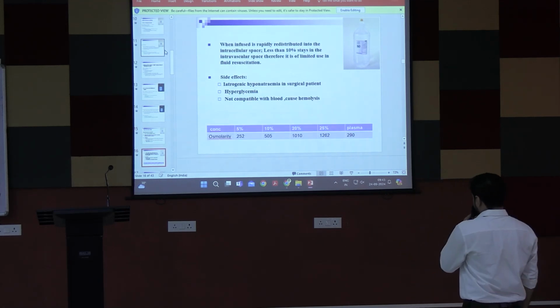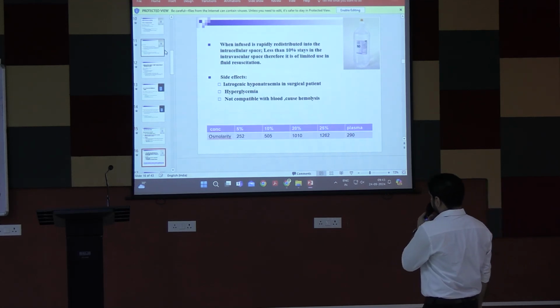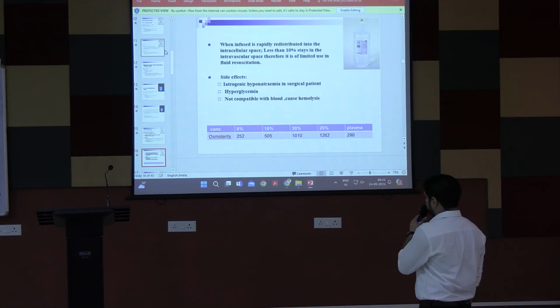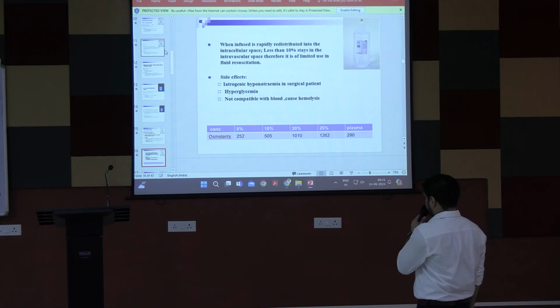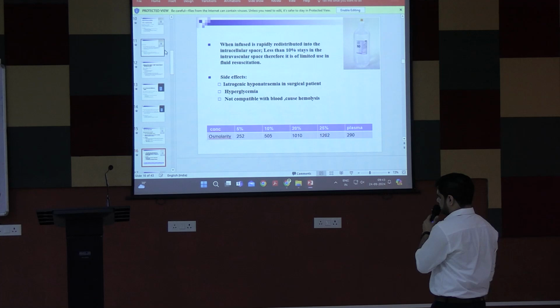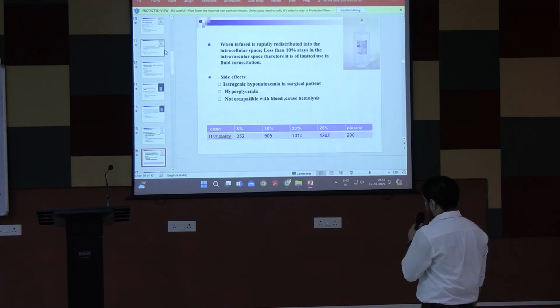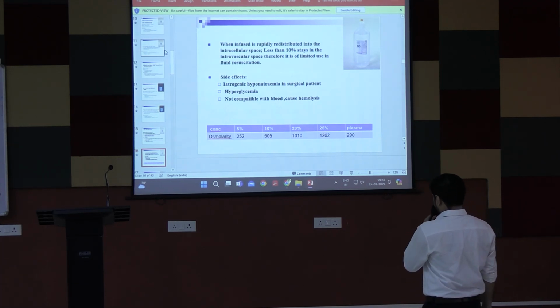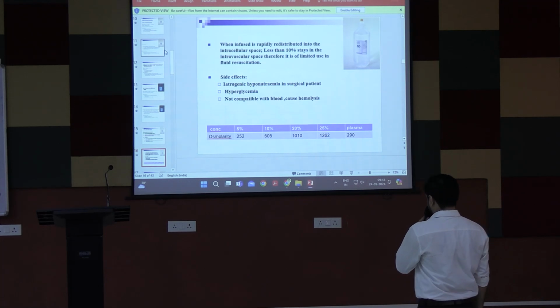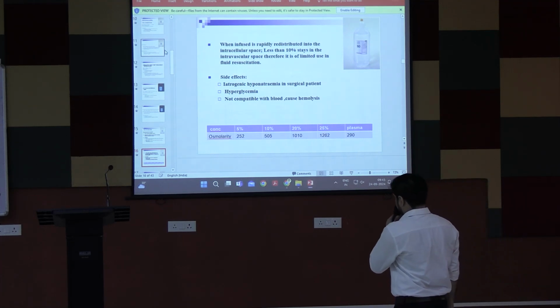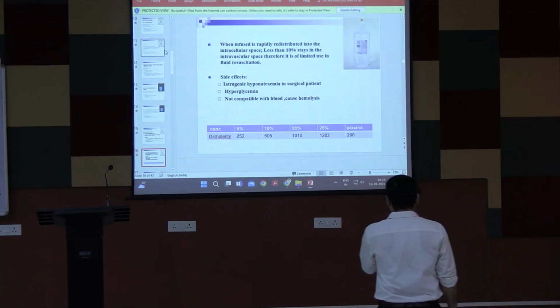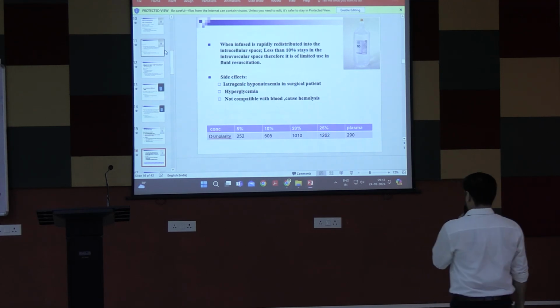When infused, it is rapidly redistributed into the intracellular space, and less than 10% stays in the intravascular space, therefore it is of limited use in fluid resuscitation. Side effects: iatrogenic hyponatremia in surgical patients, hyperglycemia, and not compatible with blood as it causes hemolysis. Concentrations of various types of dextrose: 5%, 252 osmolarity; 10%, 505; 20%, 1010; 25%, 1262; and plasma, 290 osmolarity.